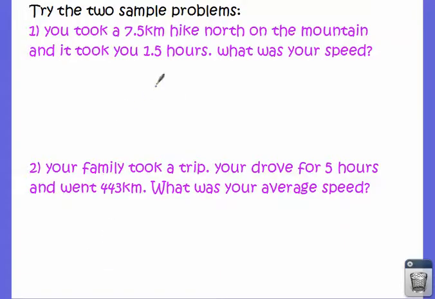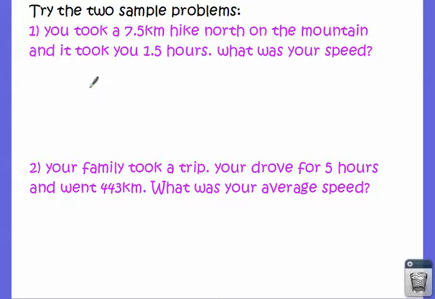First one, you take a 7.5 kilometer hike north on the mountain, and it took you 1.5 hours. What was your speed? And then the second question is, your family took a trip. You drove for 5 hours and went 443 kilometers. What was your average speed? So in both occasions, you're trying to solve for average speed. So just pause the video, take a minute, and try to solve these equations.